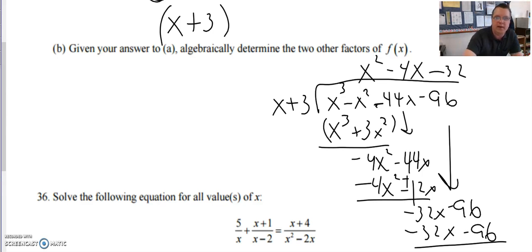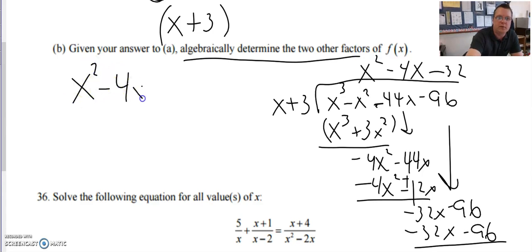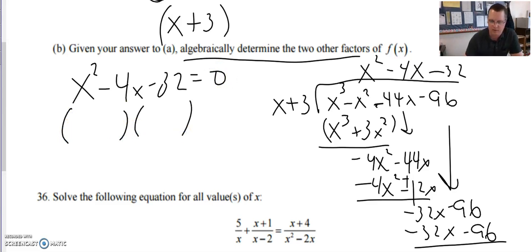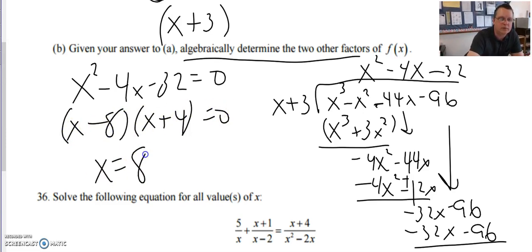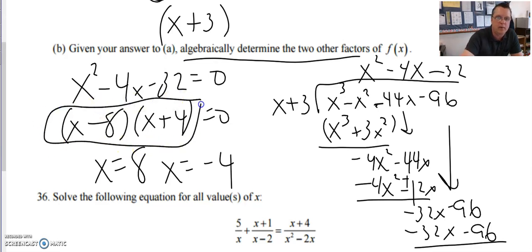So that means that I have determined the other two factors. I have x squared minus 4x minus 32 equals 0. Factors of 32 that give me 4 are negative 8, positive 4. So x equals 8, x equals negative 4. So determine the other two factors. The other two factors are right here. They wanted the two factors, you could have stopped there. They don't want the zeros.